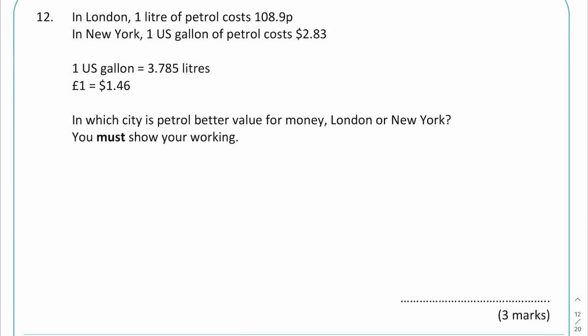Now, these questions are not very nice. It says in London, 1 litre of petrol is 108.9 pence, and in New York, 1 US gallon of petrol costs $2.83.